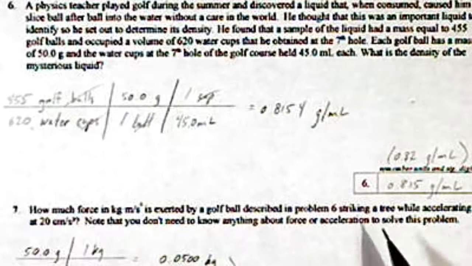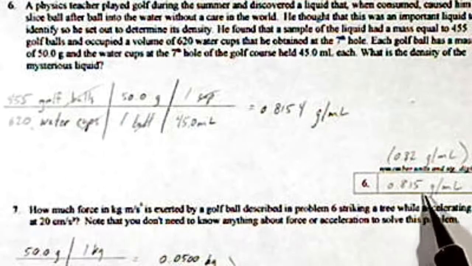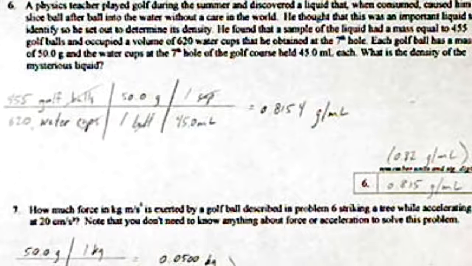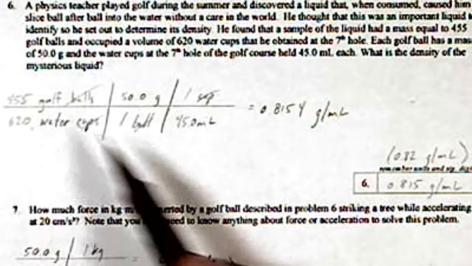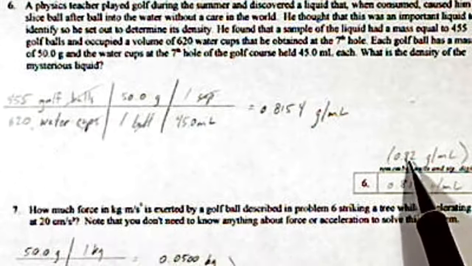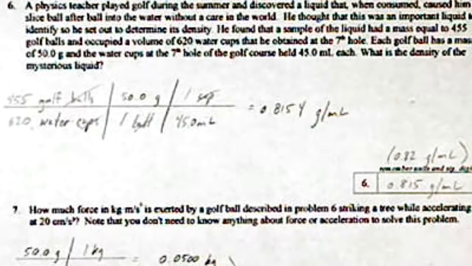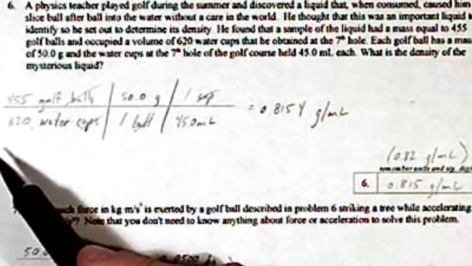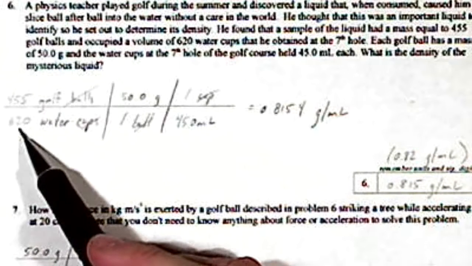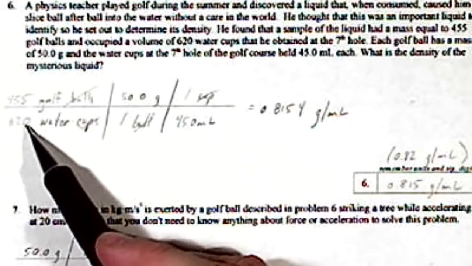That would be rounded either to 0.0815 grams per milliliter if you assume that both of these numbers are counted, or 0.082 grams per milliliter if you assume that these are measured, in which case the 620 water cups would be 2 significant digits.